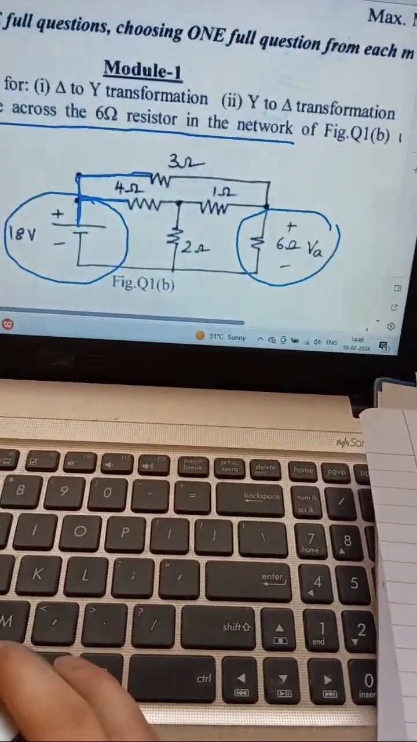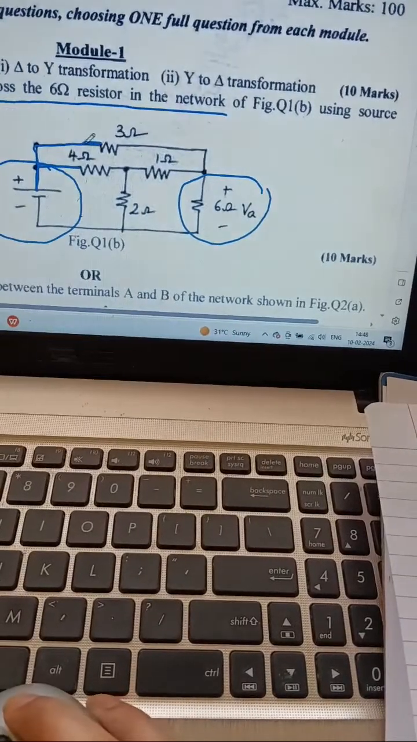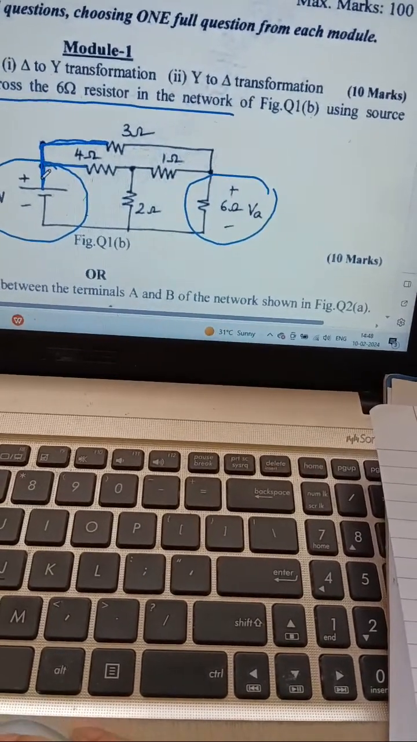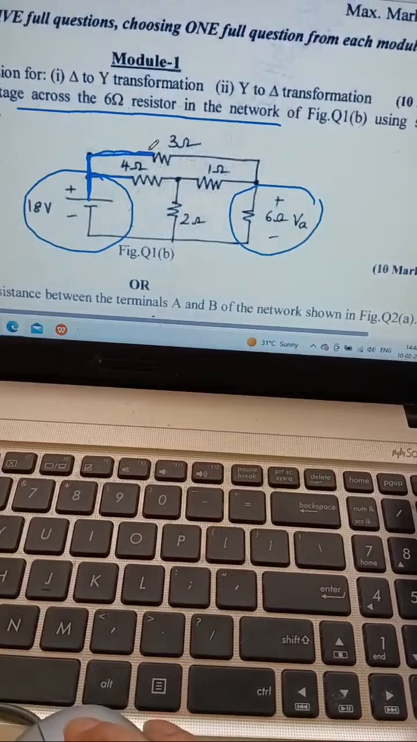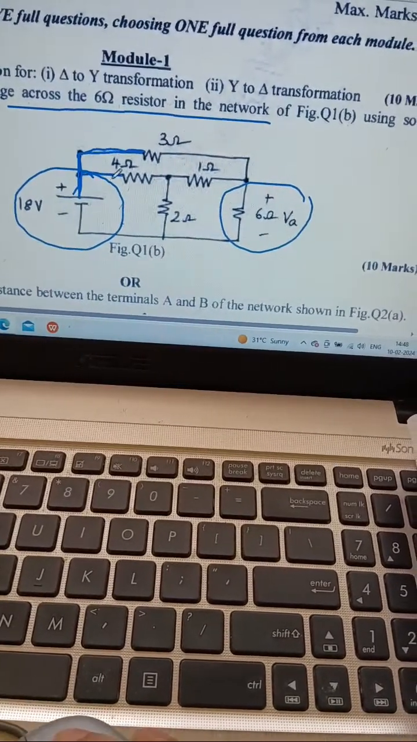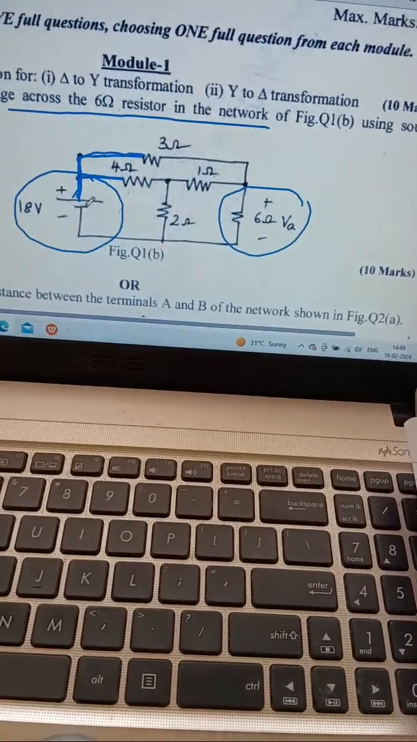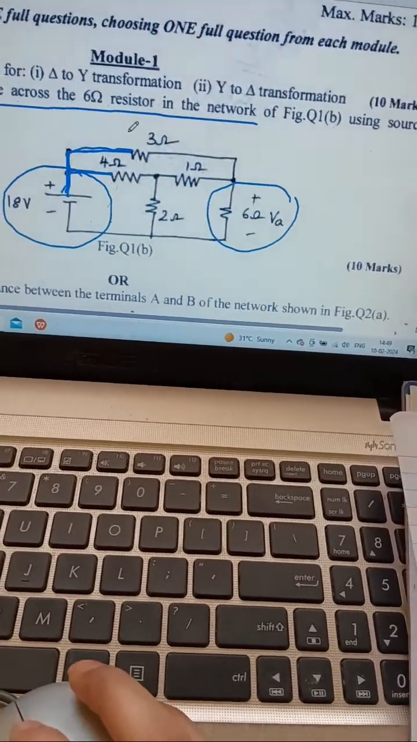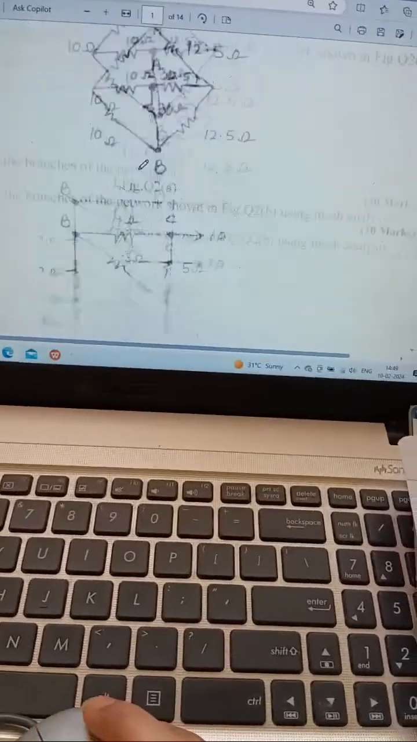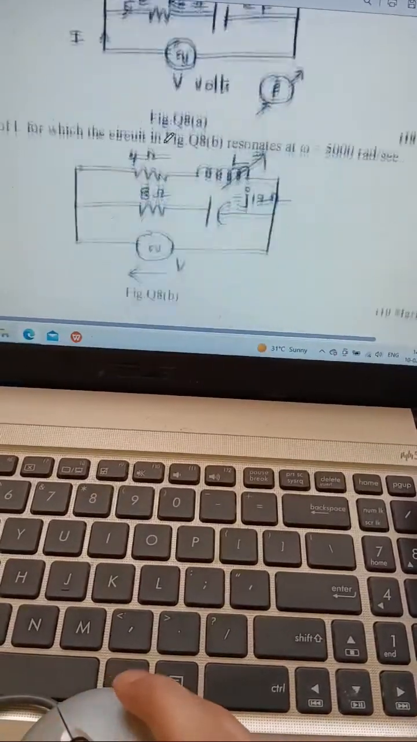Okay. So here you can see that the end of the 3 ohm is connected to this positive, and the end of the 4 ohm is connected to this positive. So therefore here you have to shift this 8 into 3 and 4 respectively. So we'll see what is the answer for this problem. That is question number 1b.